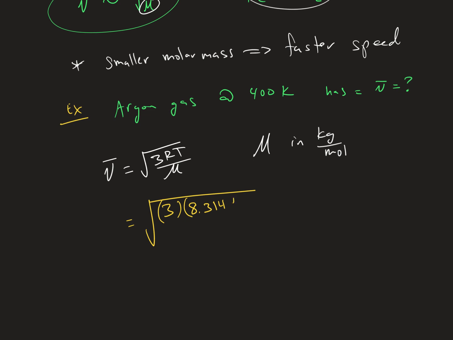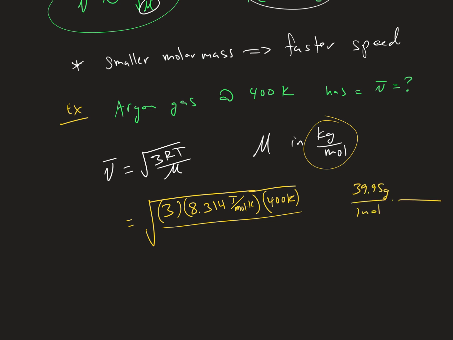And if we put our units in just to make sure they cancel, it's a good idea to include units. Then you won't accidentally put grams per mole in there, right? And that'll help you to catch the mistake if you make it. So joules per mole Kelvin times the temperature is 400 Kelvin divided by the molar mass of argon. Look at our periodic table and somebody tell me what it is. 40 something? 39.95. So 39.95 grams per 1 mole.